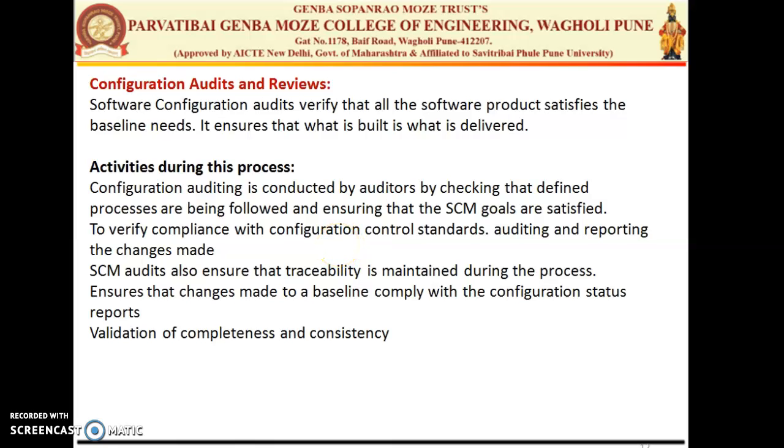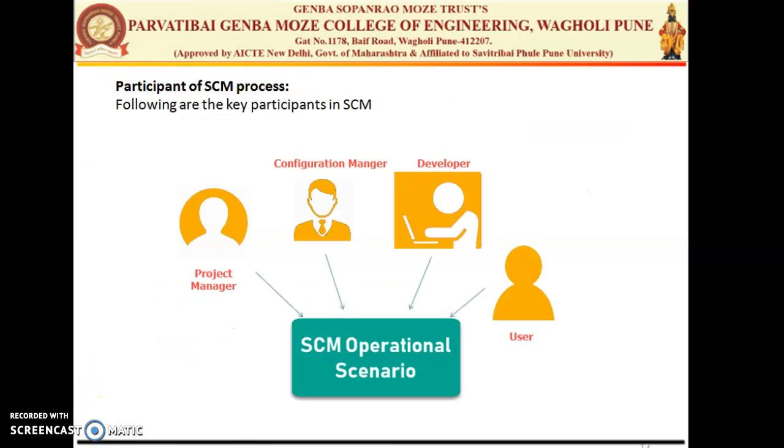It also ensures that the baseline is correctly reported, whether the configuration status is correctly reported or not, and validation of the completeness and the consistency. So again, validate the things that have been made, that have been changed. So this whole report is maintained by configuration audits and review. So those are the five things which are used under the SCM process.